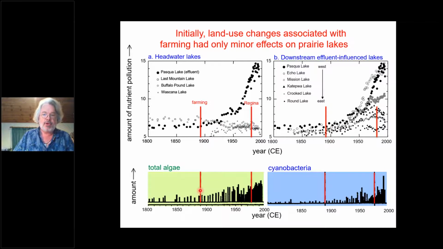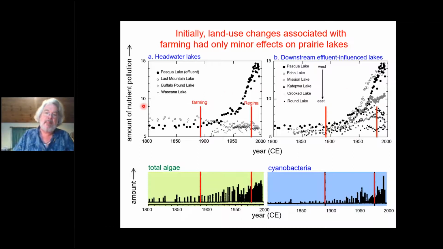If you look at the total amount of algae in Pasqua Lake, you can see it maybe steps up a little bit as farming starts, but it's really later that the story gets worse. And that's true if you look at the cyanobacteria. It's there, it's always there. The lakes have been green, but they become a little greener after farming and then a lot greener later on.